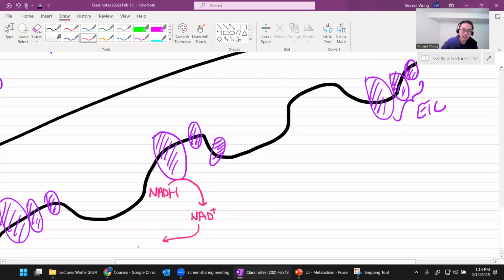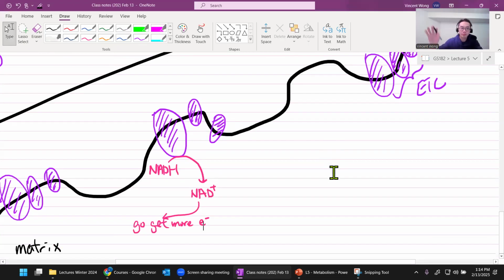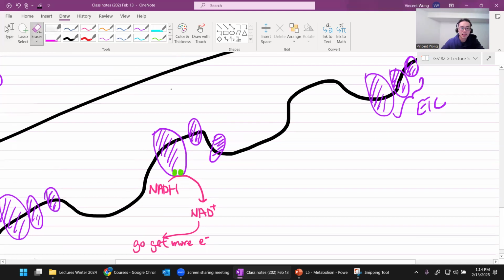And then where is this going to go? Well, this is going to go and get more electrons from Krebs cycle, maybe, right? They will get more electrons from pyruvate oxidation. Remember, it's just a shuttle. Drops off the passenger, it needs to go get more passengers. So that's going to be the high energy electrons here represented by these green balls. And like a game of hot potato, the electrons will get passed to the next protein and then to the next protein.